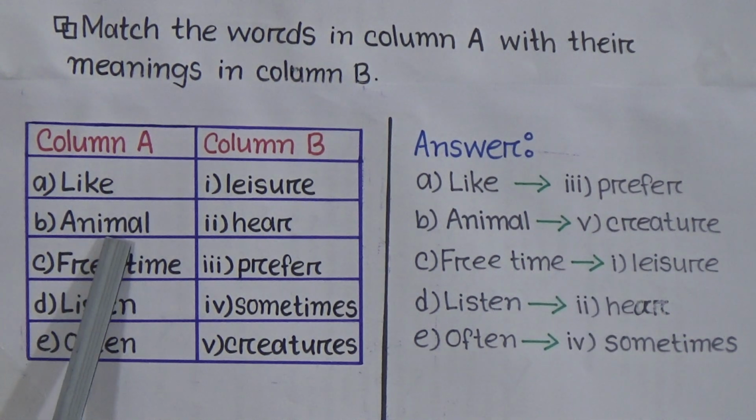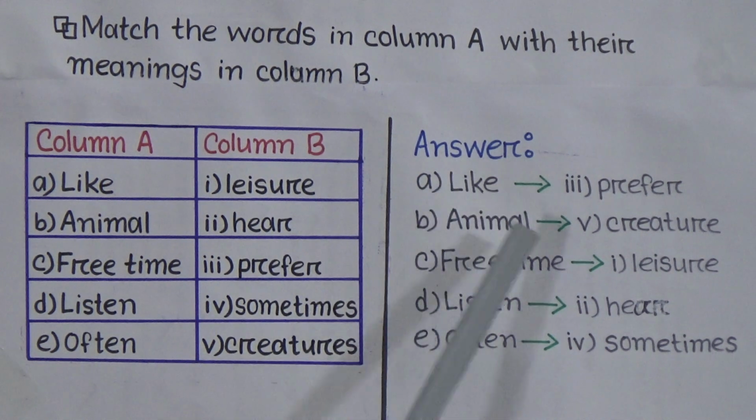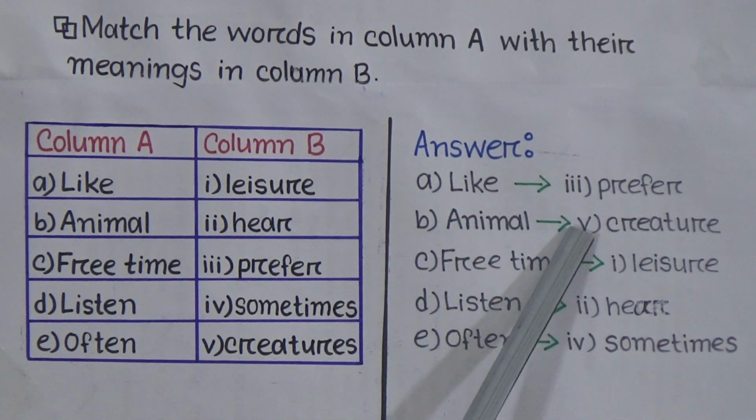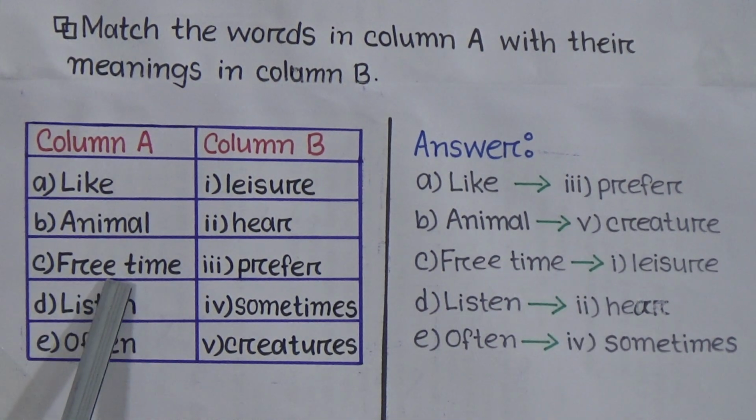Next, animal. Animal means it is a creature and it can't be created by its own. It's God gifted. So animal means creatures. So it will be 5. From column B, it will be 5. Animal means creatures.